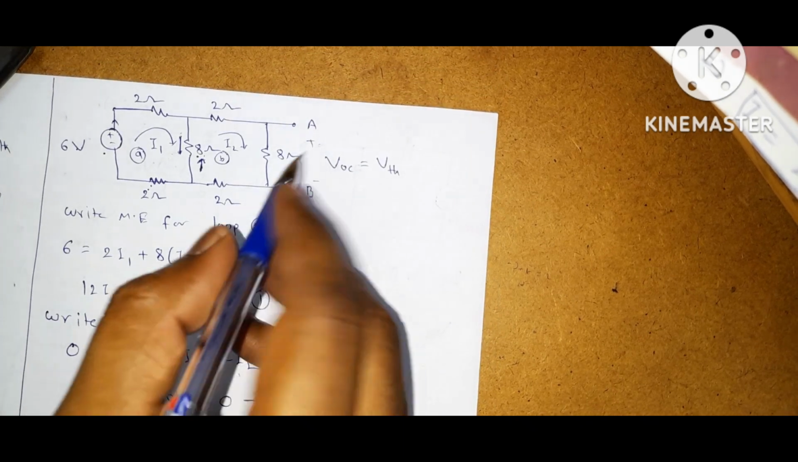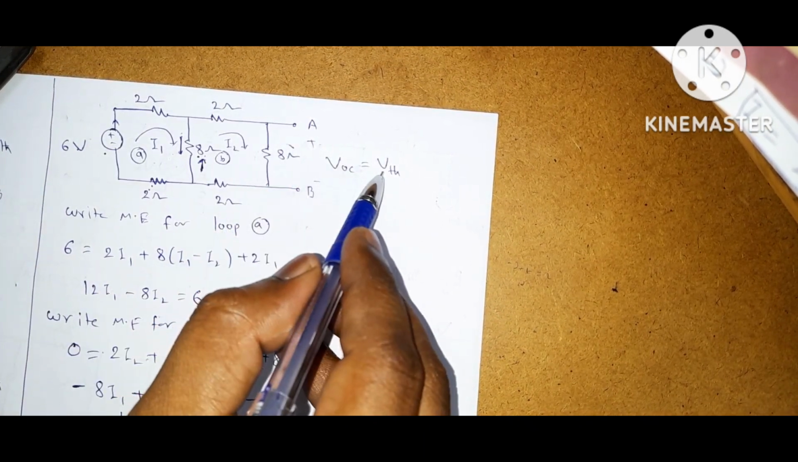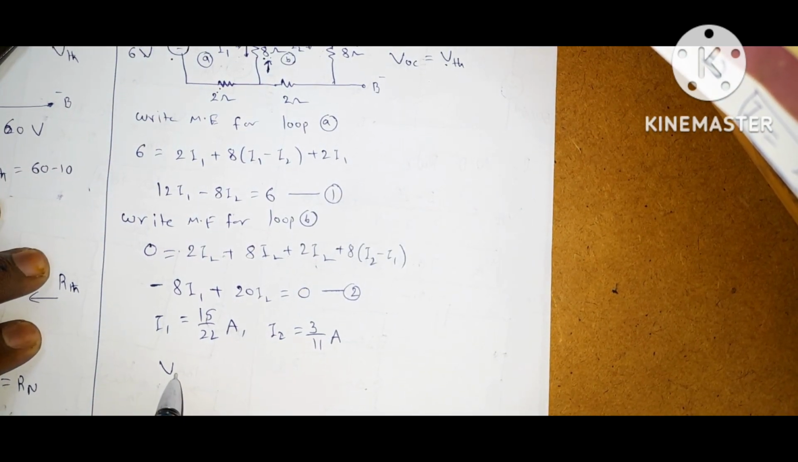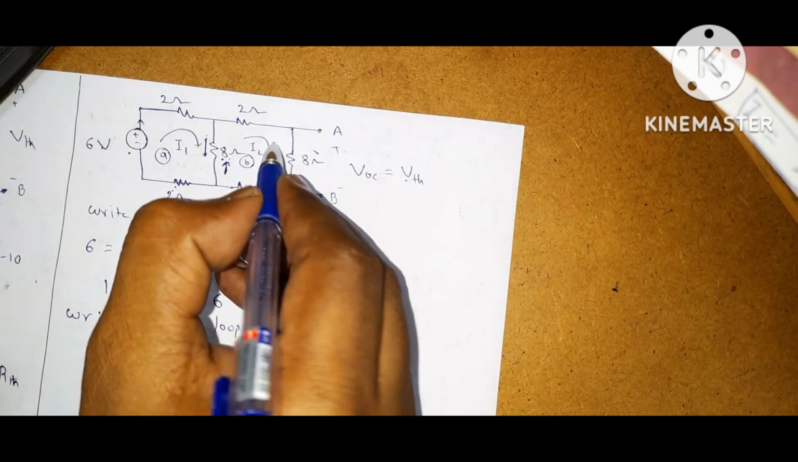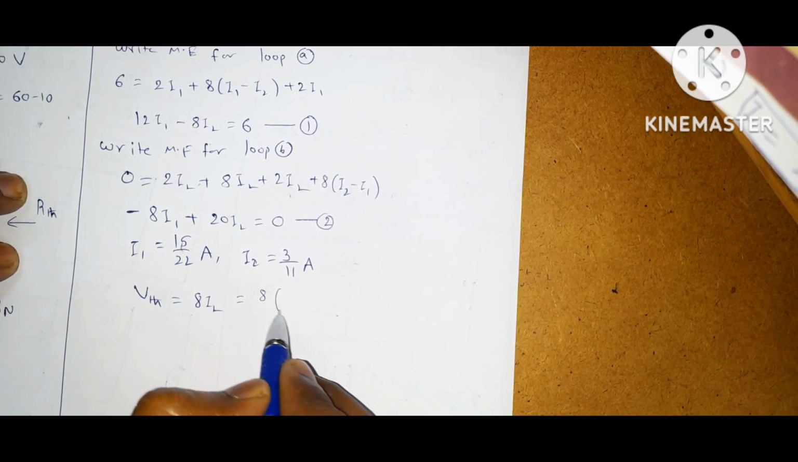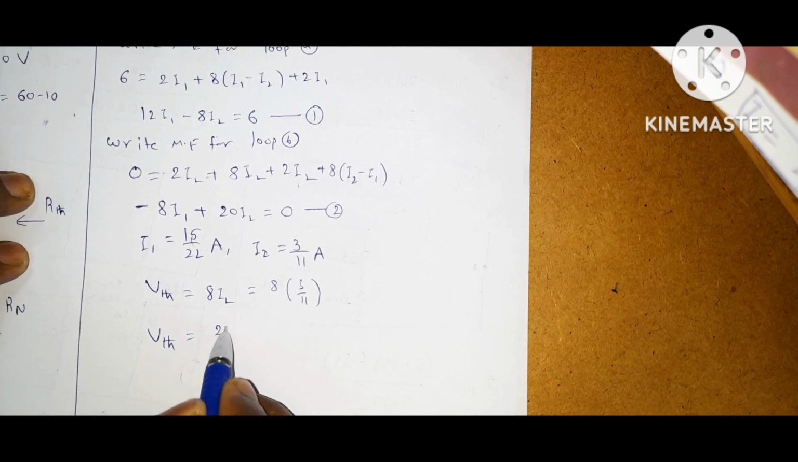Okay, now we want the voltage across this 8 ohms. This voltage across the 8 ohms will become the Thevenin voltage. So what is the voltage across 8 ohms? V Thevenin is equal to 8I2. Here the current is entering, so it is 8I2. So 8 into 3 by 11. V Thevenin is equal to 24 by 11 volts.